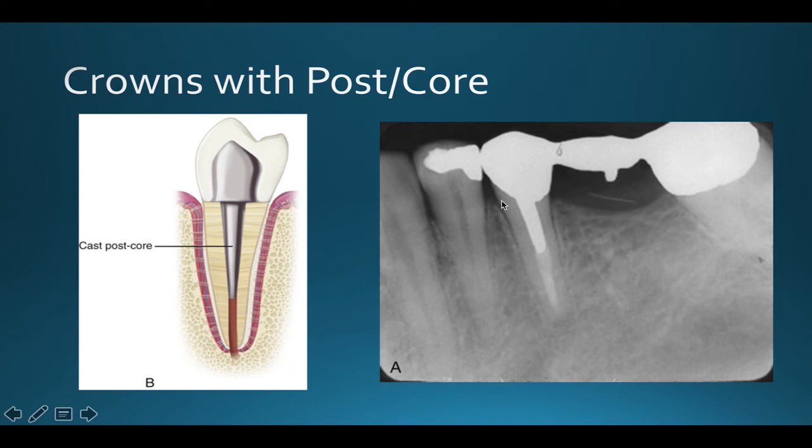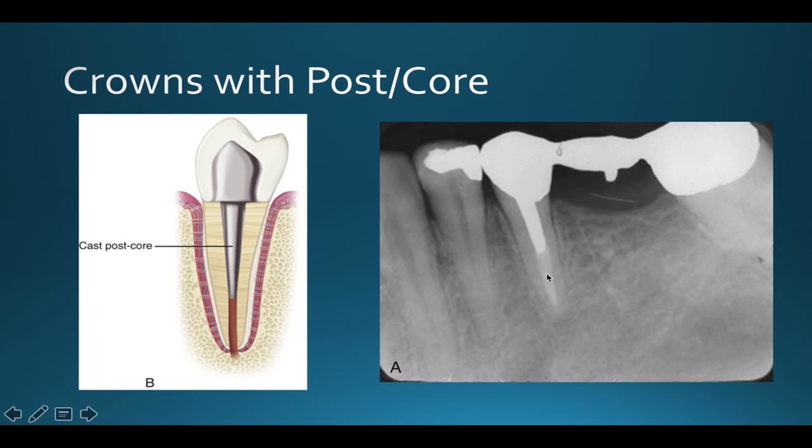So post and core restorations appear radiopaque on a dental image. The core portion of the restoration resembles the prepared portion of the tooth crown, so that would be found more up here. And then the post portion extends into the pulp chamber, so you'll find that down here.